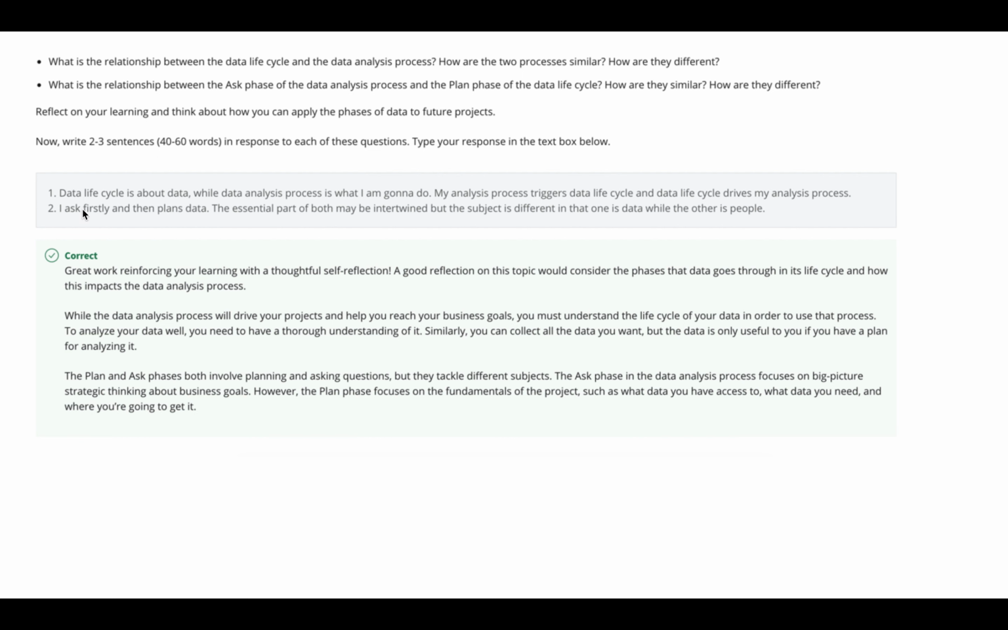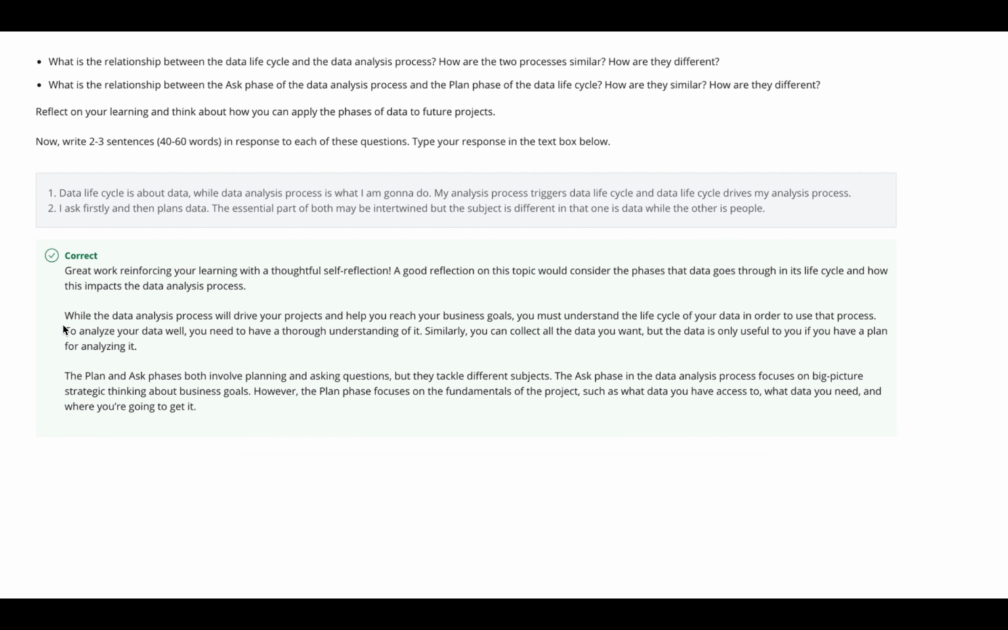All right, it sounds kind of complex. Let's continue. But the subject is different in that one is data, while the other is people. I mean that one is data analysis, people do the ask work, and plan is a phase of data. Oh my god, it just sounds so weird.